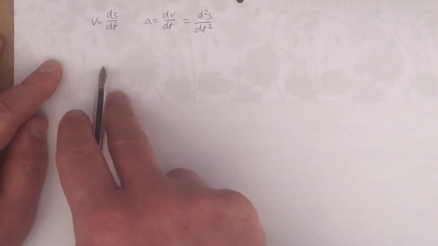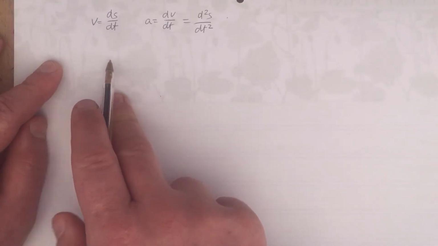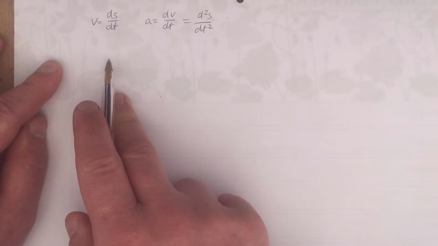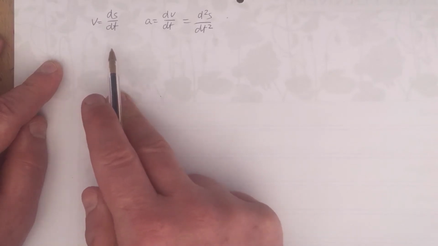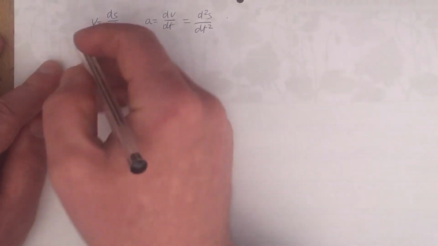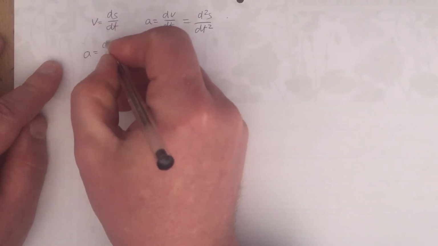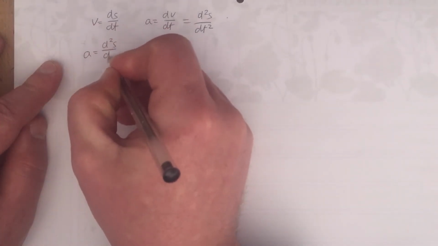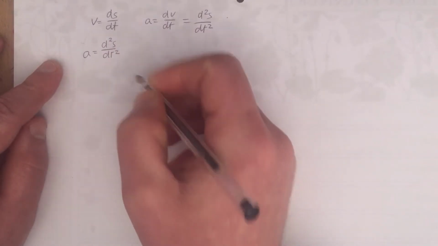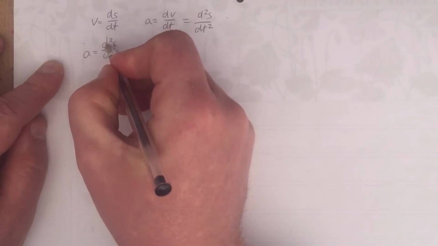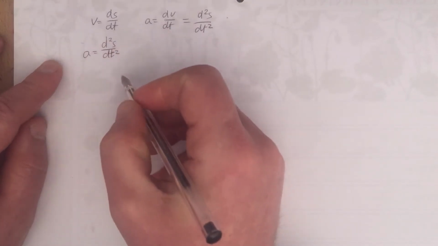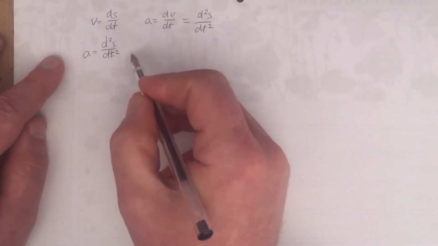My advice in all these things, and certainly advanced higher physics, is you really must try to understand before you just learn up. Okay, so what we're going to do is integrate. We're going to start off with a equals d2s by dt squared. Now, it's not the easiest one to start with, and I do understand that, but one of the reasons I'm starting with it is for that reason. What we're going to do is integrate that with respect to time.